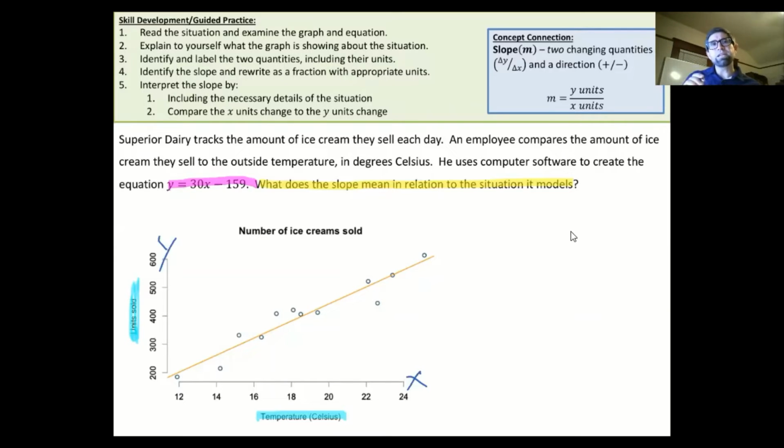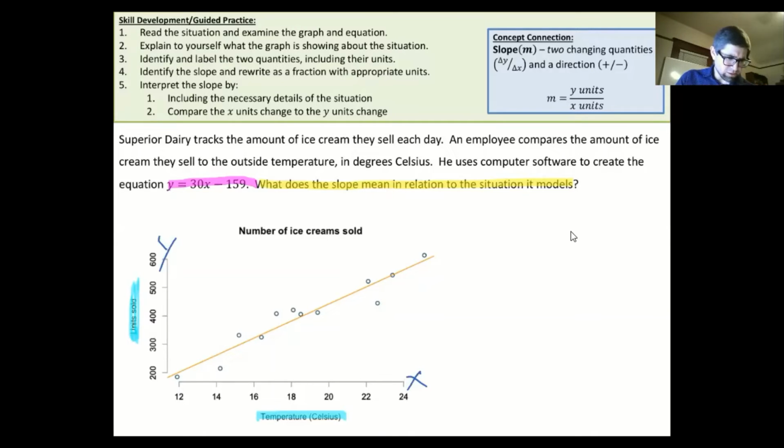It says, explain to yourself what the graph is showing about the situation. It's super common to just jump into a problem without fully understanding what the problem is even showing you or telling you. So let's look at this situation and think through if what we see makes sense with what we expect might happen in real life. To begin with, let's start on the left-hand side of our graph.